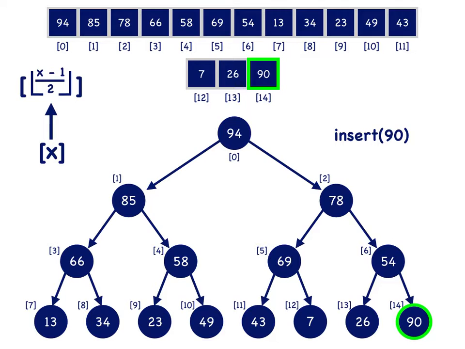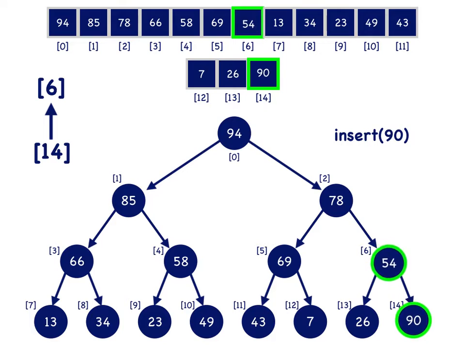So when I plug 14 into my equation, I get 14 minus 1, that's 13. 13 divided by 2, I get 6.5. What's the greatest integer less than or equal to 6.5? 6. Thus, the index of the parent would be the value at index 6. We see that 90 is greater than 54, thus we need to swap.